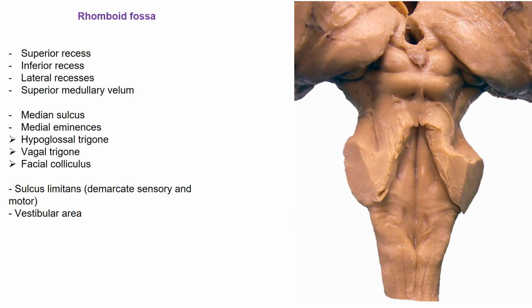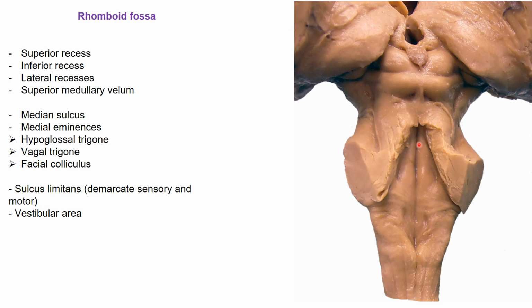Now, going into some of the borders of the rhomboid fossa, I want to point out that there is a recess at each one of the corners of the rhomboid fossa. You have a superior recess, an inferior recess, and two lateral recesses. Up near the superior recess, you have this little bit of tissue superiorly. This is going to be the superior medullary velum. So the superior medullary velum is located superiorly along with the superior recess of the rhomboid fossa.